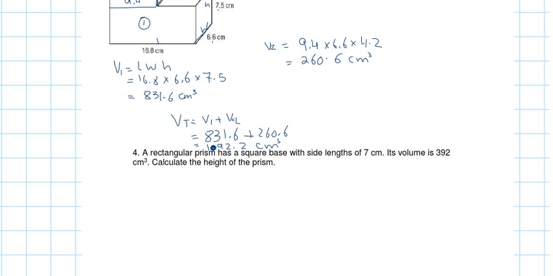If you want to find it in liters, you can simply divide by 1,000, because we already know that 1 liter is equal to 1,000 centimeter cube. We've already done that too many times. So the volume is 1092.2 divided by 1,000, which is 1.092 liters. Are we okay with this?